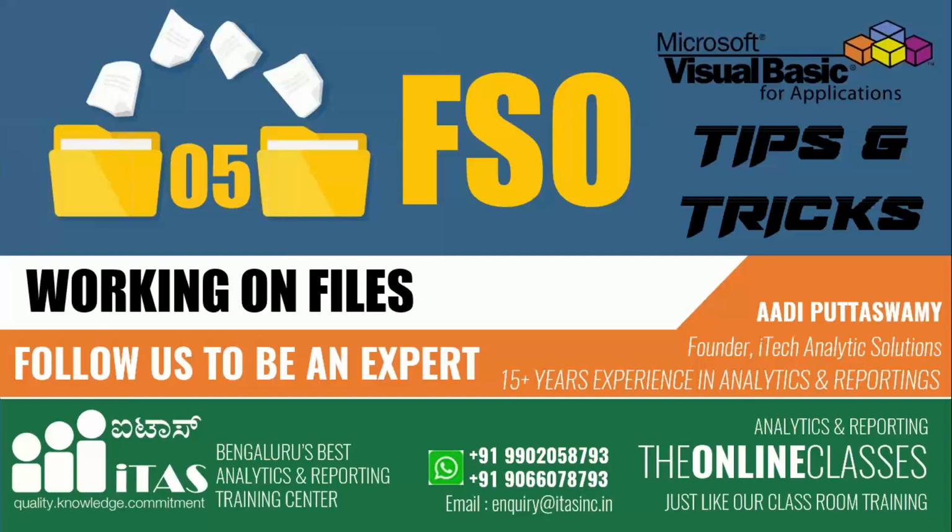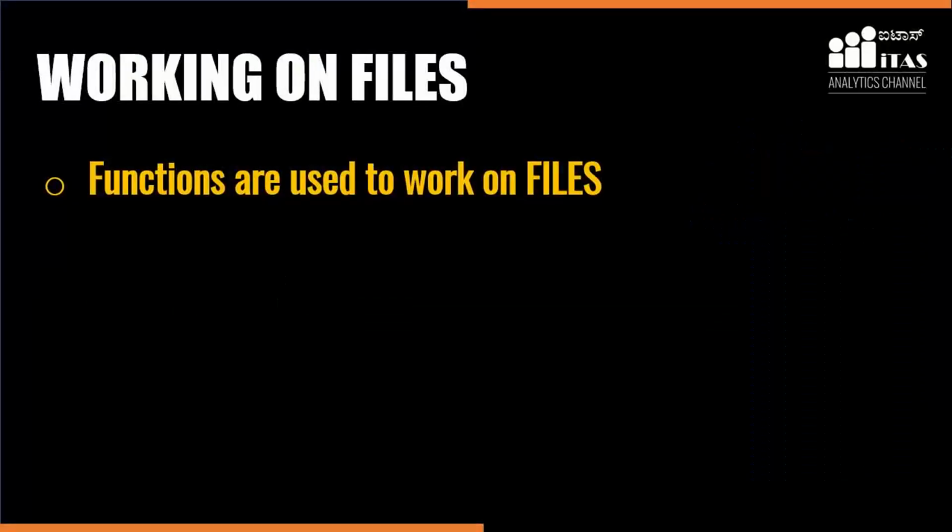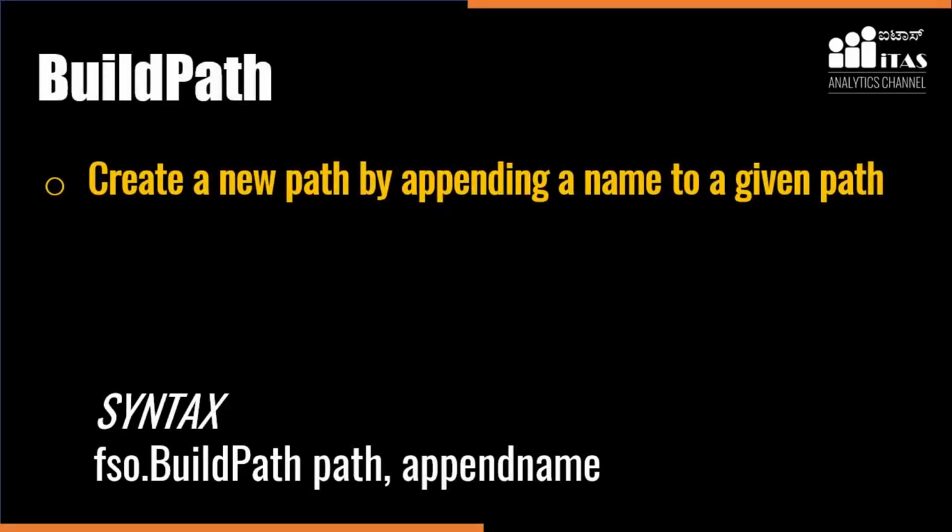In this tips and tricks video, we'll be learning about how to work on files. Let's see what all functions are available in this FSO object files, and then we'll work on the examples. These file functions are actually used to work on the file objects. First, let's go through all the functions available in FSO object files, and then we'll see every function with some examples. First one, we have build path.